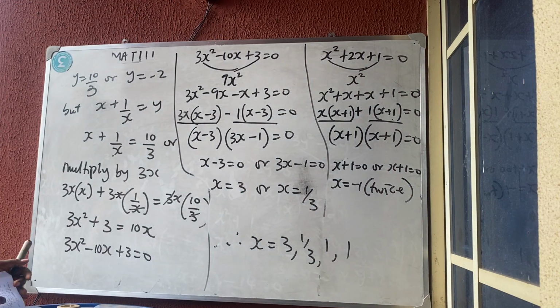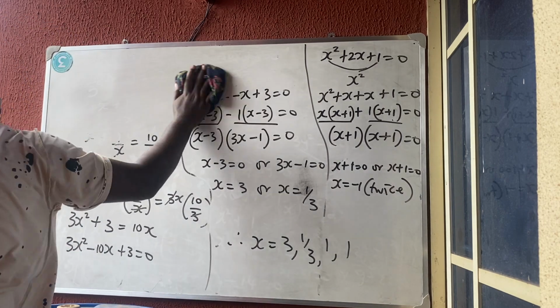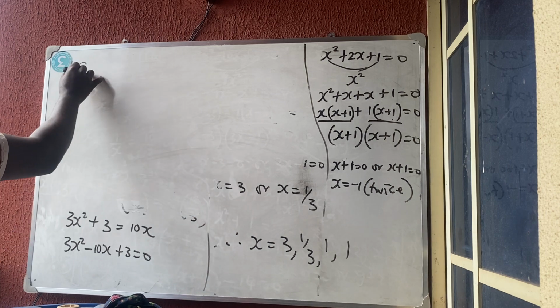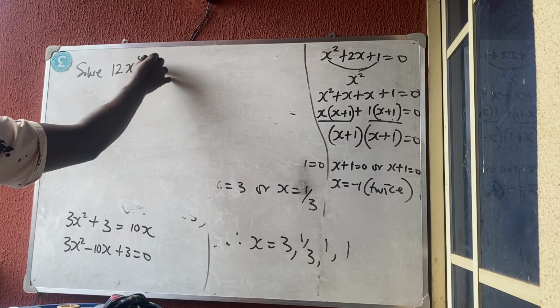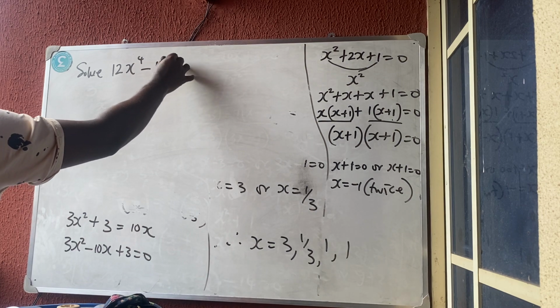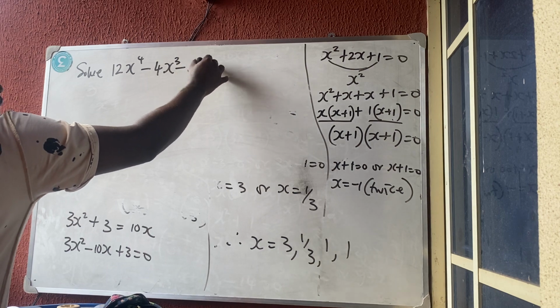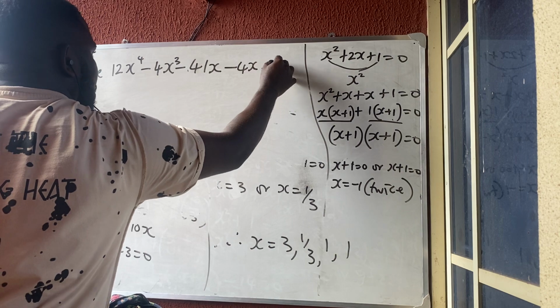So that is that. Let me give you a question to solve. Then drop the answer in the comment section. I'm going to have: solve 12x to the power 4 minus 4x cubed minus 41x squared minus 4x plus 12 equal to 0.